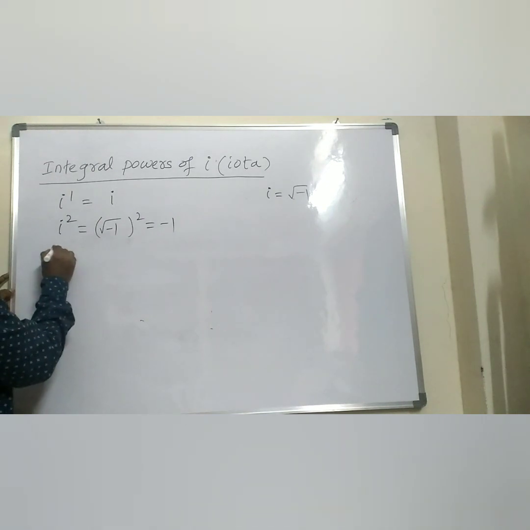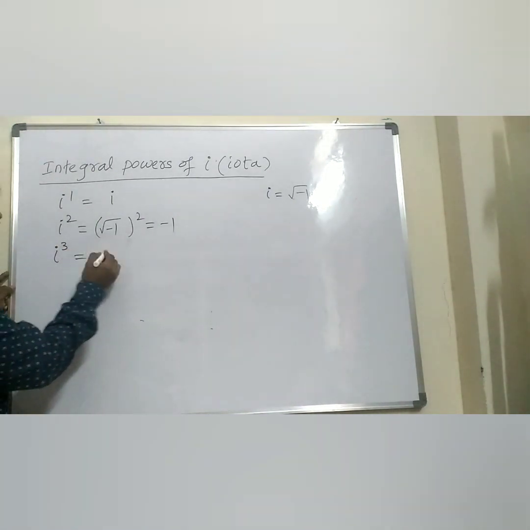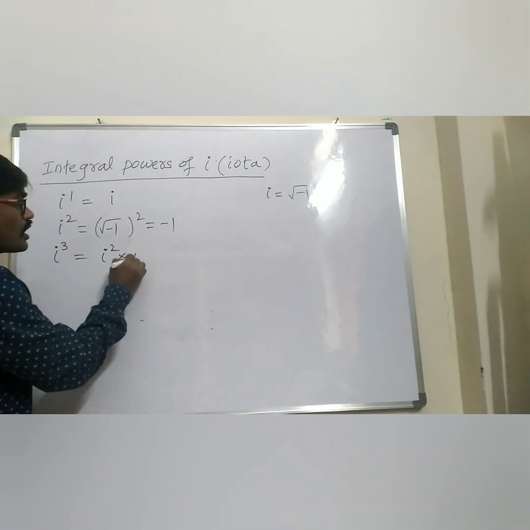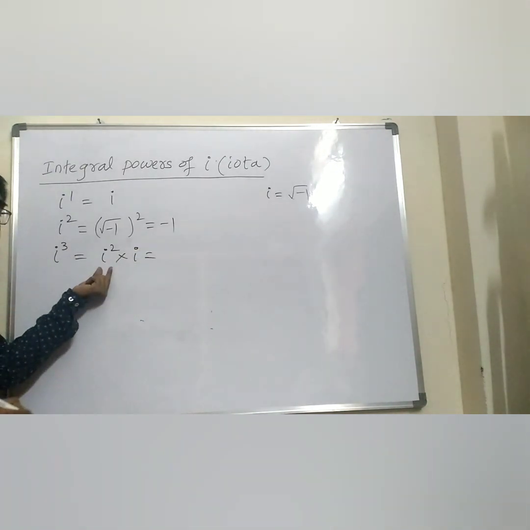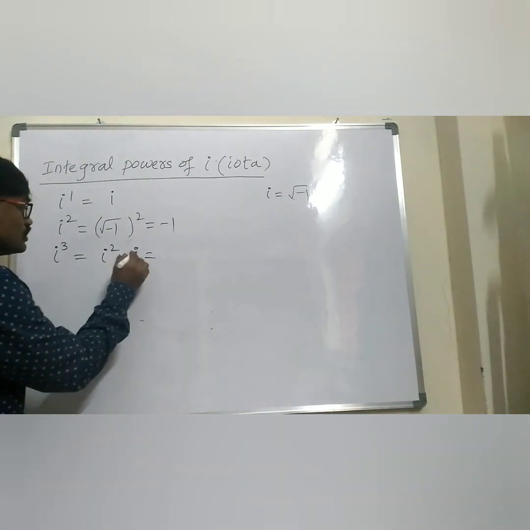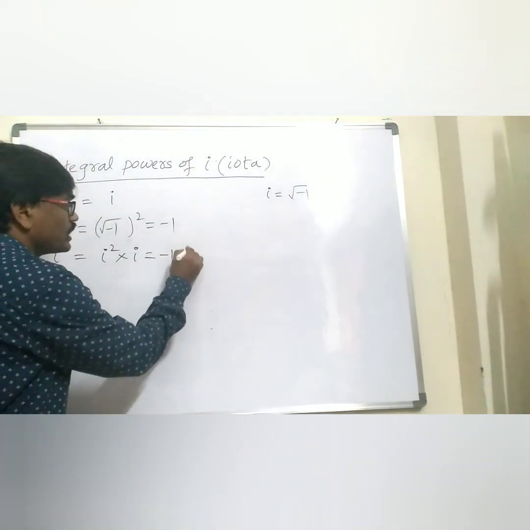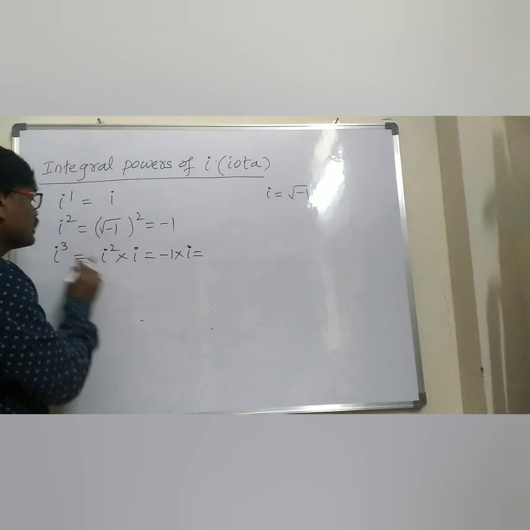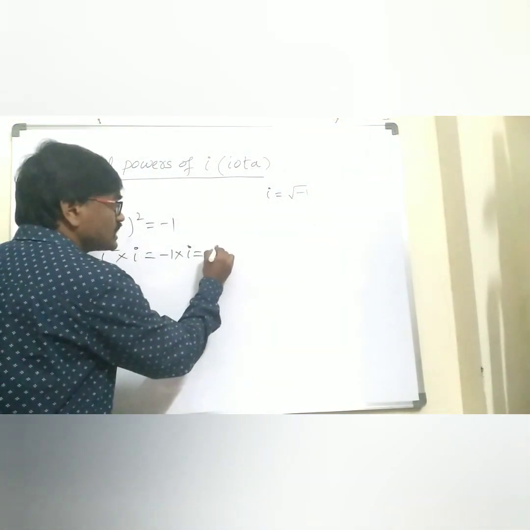Now find the i cube value. Write down i cube as i square into i, students. Now what is your i square value? i square is minus 1. Substitute the i square value. You will get minus 1 into i. Therefore, our final i cube value is minus i, students.